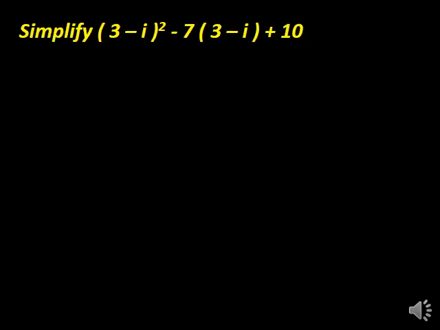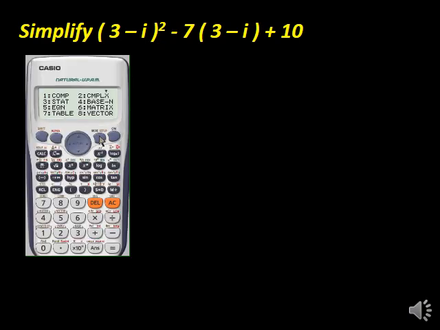Simplify (3 minus i) squared minus 7 times (3 minus i) plus 10. Now this expression can be solved directly through the complex function of the calculator. So first we set the calculator into complex mode, and then we just enter the expression. So we have 3 minus i squared minus 7 times 3 minus i plus 10. So pressing equal, we have negative 3 plus i.